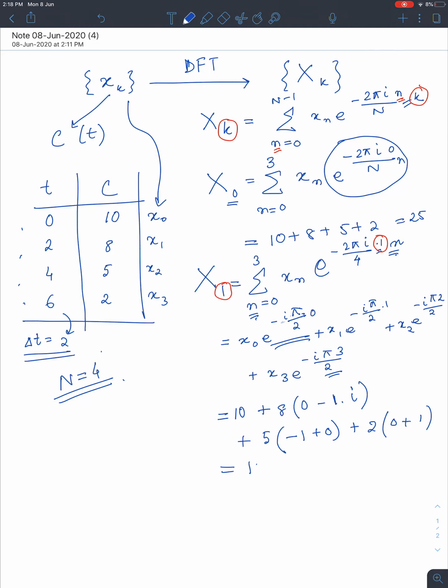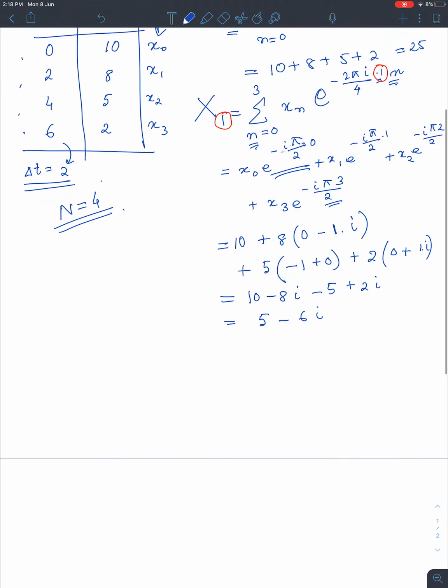So that will give us 10 minus 8i minus 5 plus 2i. So that is equal to 5 minus 6i. So similarly we can find out what is X2. That is equal to x0 is 10 e to the power, here it will be e to the power minus 2 pi i by 4 into n. So it's just pi i into n.